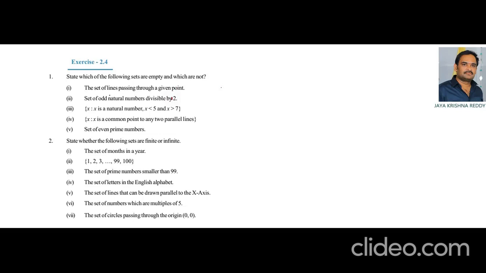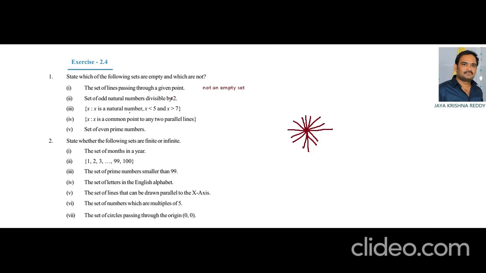First one, the set of lines passing through a given point. Suppose this is a given point. The set of lines passing through this given point means we can draw one line like this, and one more line like this, and another line like this, and another line like this. In this way, there are an infinite number of lines passing through the given point. So this is not an empty set.